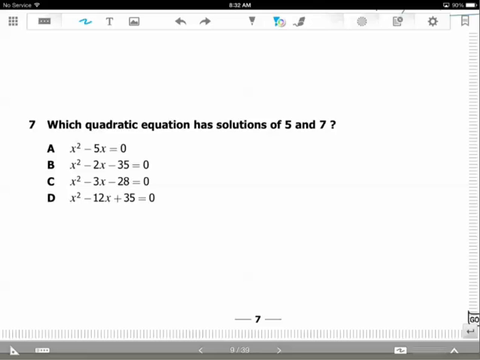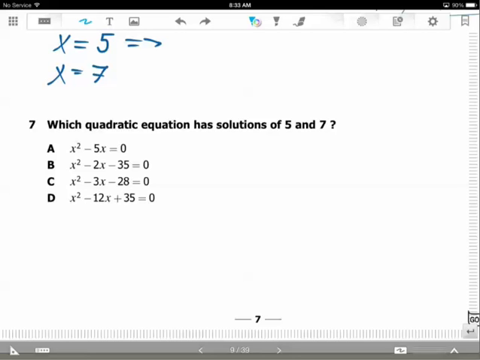Algebra proficiency exam, SAT, ACT. Which quadratic equation has solutions of 5 and 7? Okay? And there are many ways in which you can solve this problem. One way would be to say that, if 5 and 7 are solutions, x has to be equal to 5 and x has to be equal to 7, right?